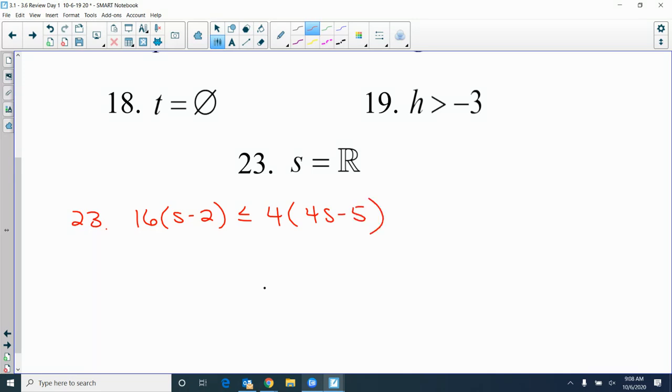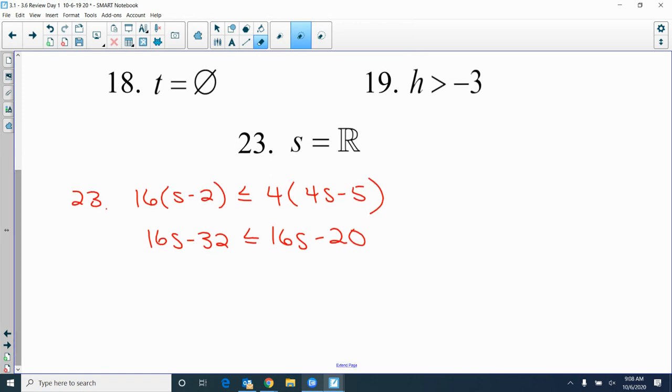All right, so you got this. Distribute the 16. We get 16S minus 32. Distribute the 4, and I get 16S minus 20. Now, I always stress it just leads to fewer mistakes. Move the variable first. Yes?